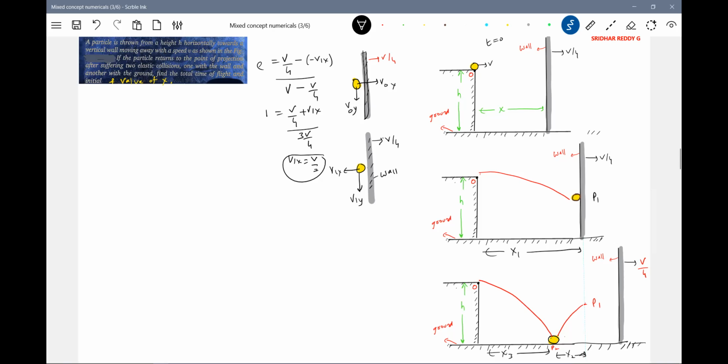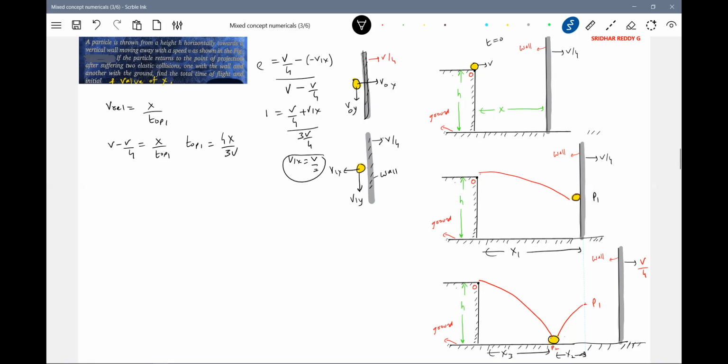First, what is the time taken to move from O to P1? That we will calculate, TOP1. So shall I use the relative velocity formula? The separation between them is equal to x, and the time taken to move from O to P1. What is the relative velocity? V minus V by 4, times TOP1. So TOP1 should be equal to 4x by 3. This is a very fundamental equation. Now, what is TOP1? I think it's understood: time taken to move from O to P1.